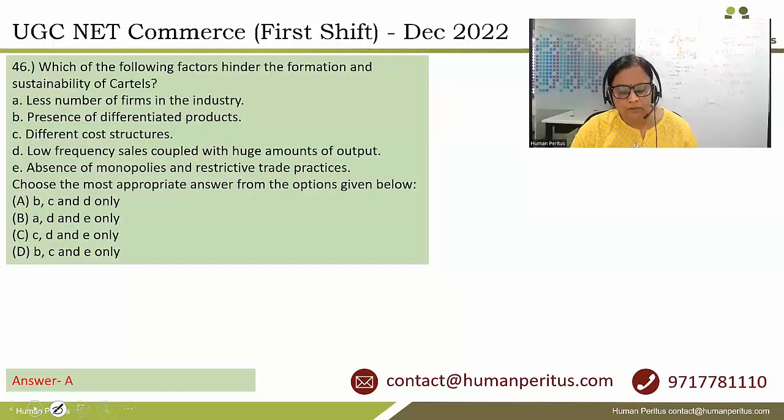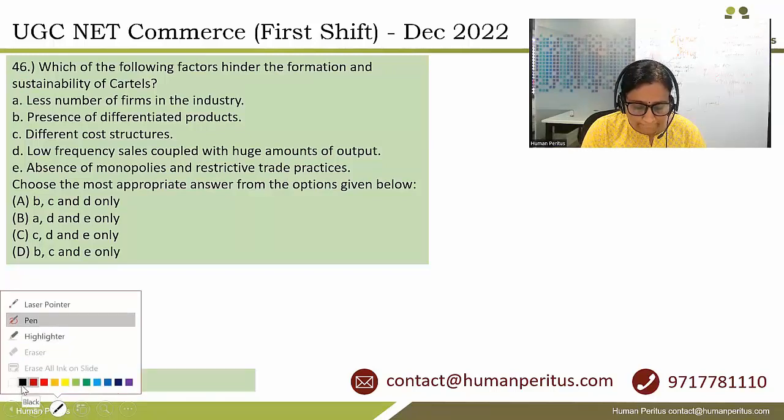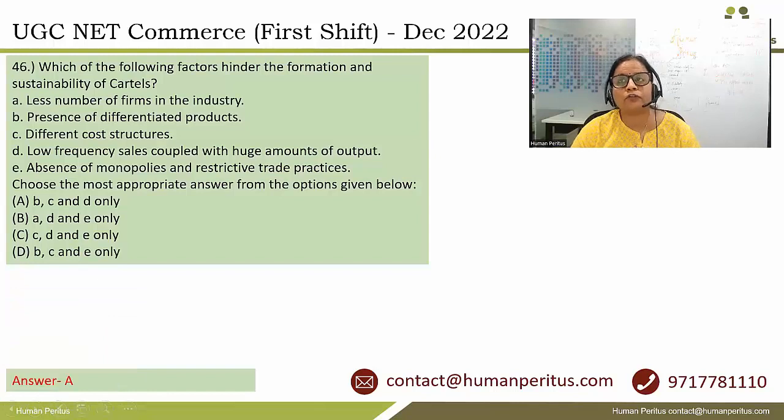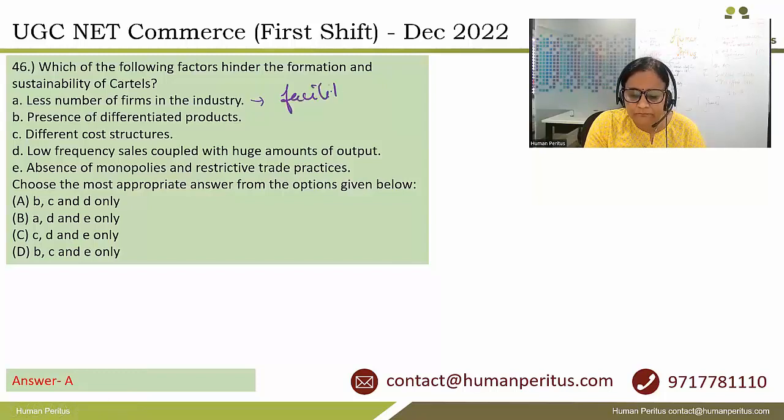Okay, next question is which of the following hinders the formation and sustainability of cartels, right? So look at the options. Less number of firms in the industry. So cartel is whenever people do any kind of collusion in order to impact the price and control the market, right? So whenever there are less number of firms in the industry, definitely it will facilitate cartelization, because they will be able to control the market if there are less number of firms, right? So this cannot be the answer.